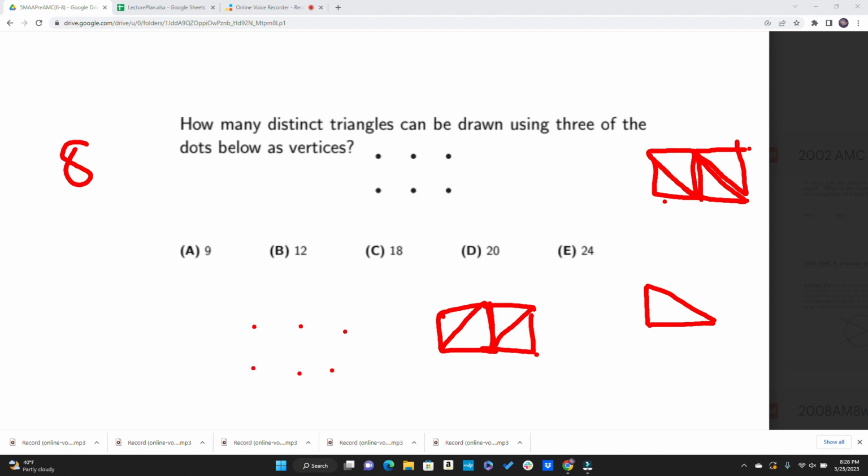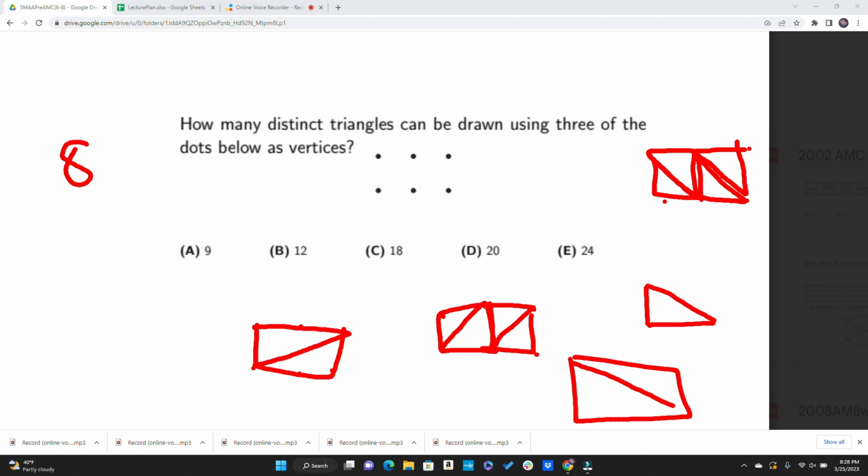We could go across like this, which is the same as if we crossed it over like this. So that adds 4 more triangles. Okay, we've also got triangles that look like this, and the opposite, which adds 2.